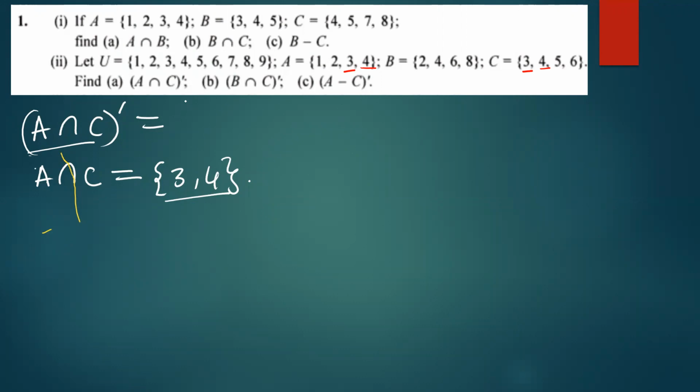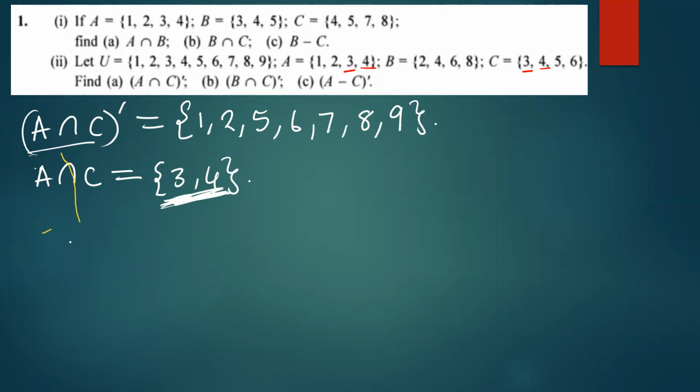So A intersection C complement is therefore equal to, so we list the other remaining elements in the universal set, which is U there. So in the universal set, we have 1, we have 2, then we have 3 there in the intersection, but we are looking for the complement of this intersection, meaning we list anything that is in the universal set, excluding what is in the intersection. So we're going to skip 3 and 4. So we move to 5, then we have 6, 7, 8, and 9. So this is our A intersection C complement.